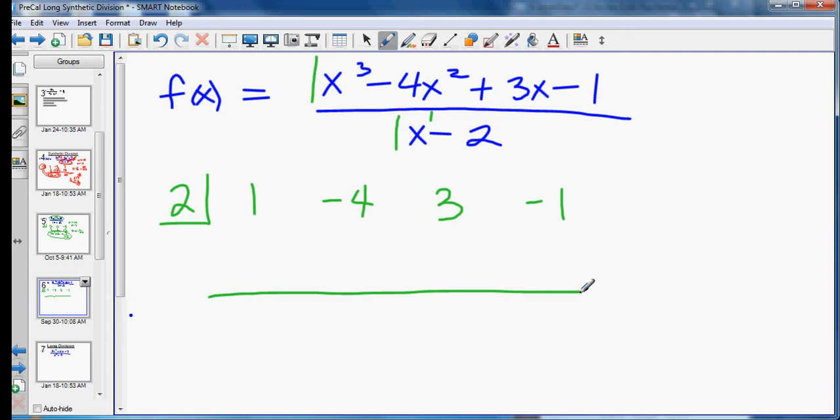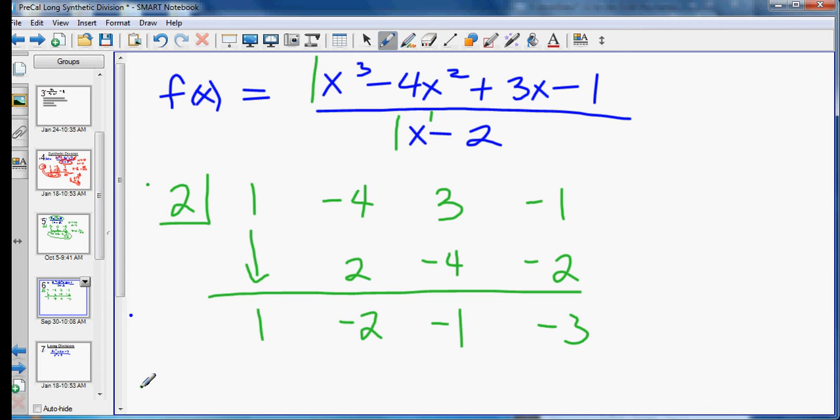First step, I bring the 1, the first number, straight down. Then I do 2 times 1 is 2. Negative 4 plus 2 is negative 2. 2 times negative 2 is negative 4. 3 plus negative 4 is negative 1. 2 times negative 1 is negative 2. Then I add the negative 1 and the negative 2 together and get negative 3.